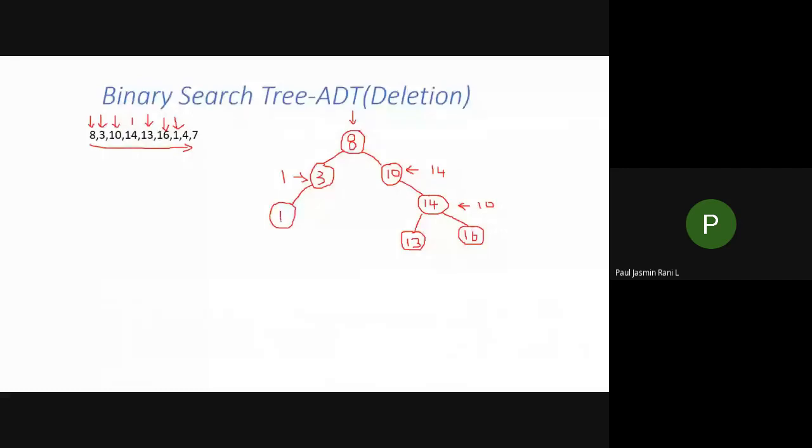Next one, 4. Again you start comparing with your root element. It is less, so I'm going to go along the left side. When you compare 4 and 3, what happens? 4 is greater. Therefore, I'm going to place the 4 on the right side. So after placing this, what happens?